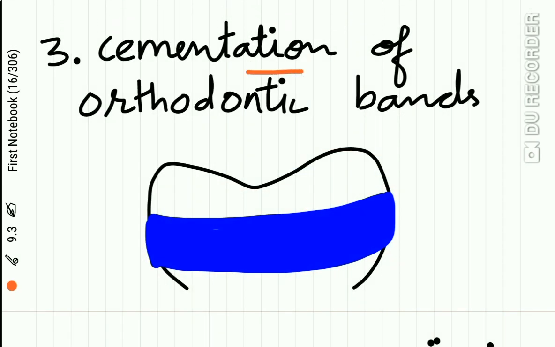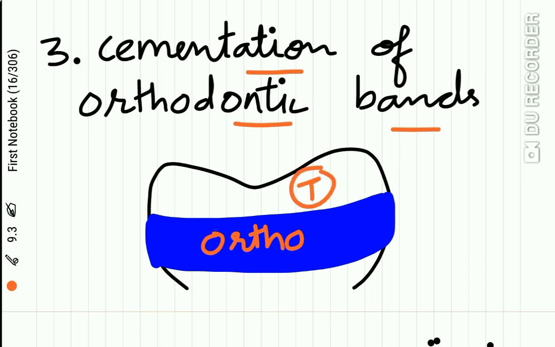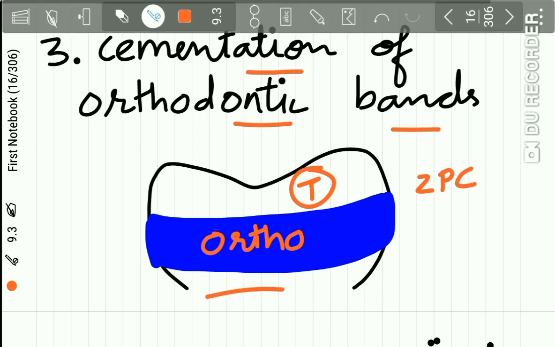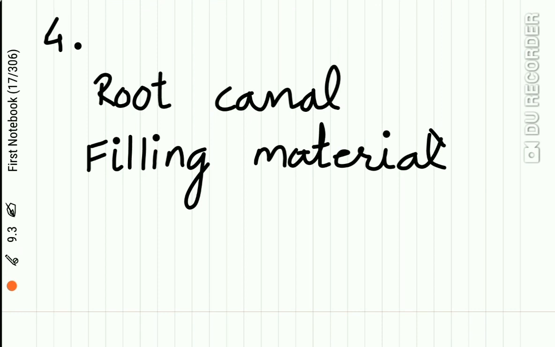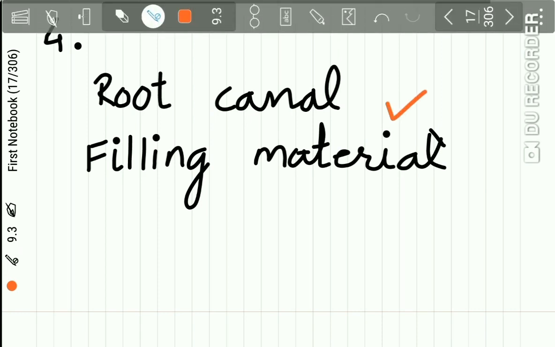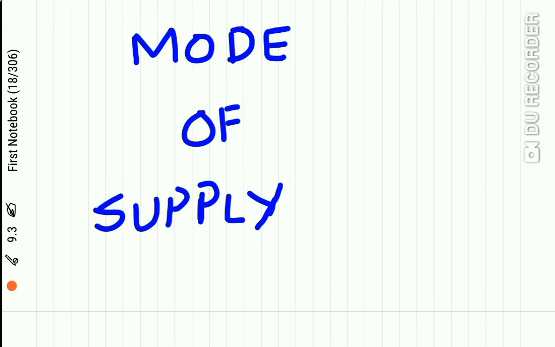Then it is used for cementation of orthodontic bands. Suppose this is an orthodontic band and if you want to cement this on this tooth, then you can use the zinc polycarboxylate cement to lute this band on the tooth. And it also can be used as a root canal filling material. So these are the applications of the zinc polycarboxylate cement.